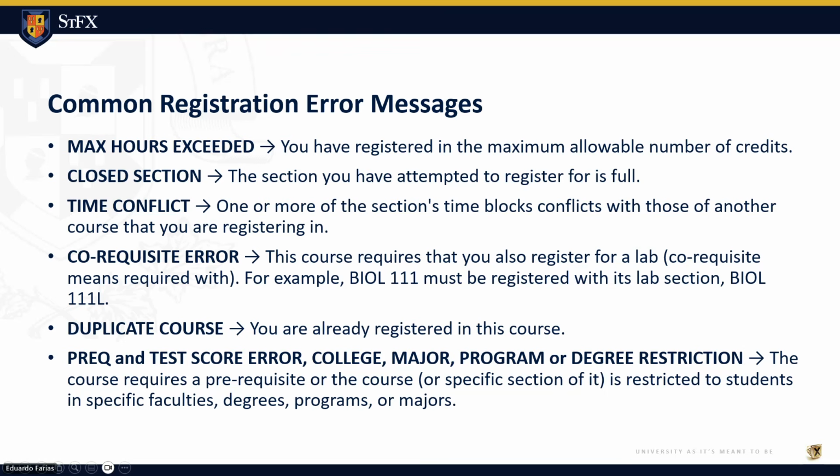So here are just some common errors that occur. If you've over-registered, you've gone past the 30 credit hours that are allowed in a year, that's max hours exceeded. So you've just added too many courses there, and you probably forgot to drop something or to add something else. Closed sections, that's the thing that'll happen most often, closed section and time conflict.